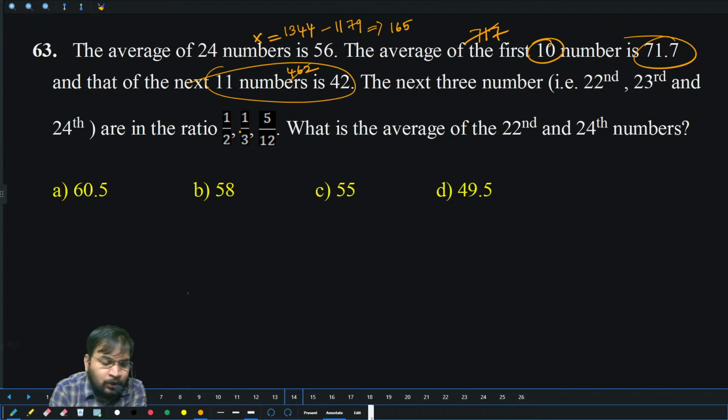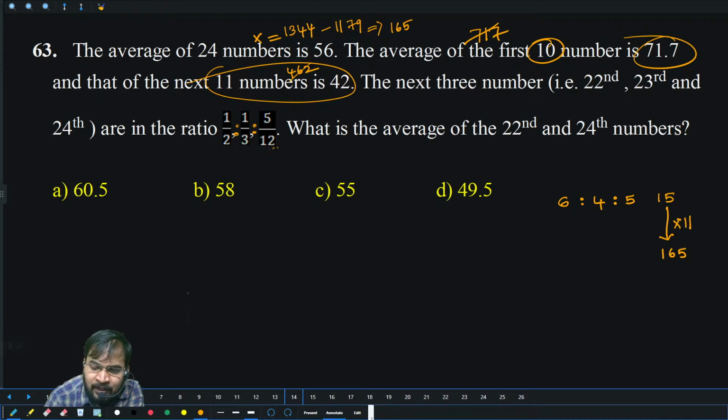Now the ratio is 1/2 : 1/3 : 5/12. The LCM is 12. Multiply each term with 12: half of 12 is 6, 1/3 of 12 is 4, and 5. Together that is 15 parts. 15 parts is 165, so each part is 11.